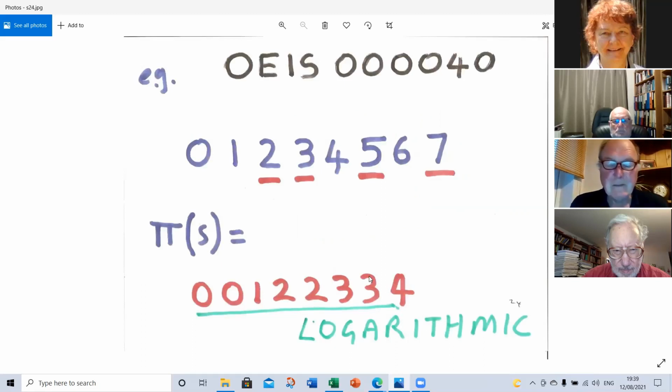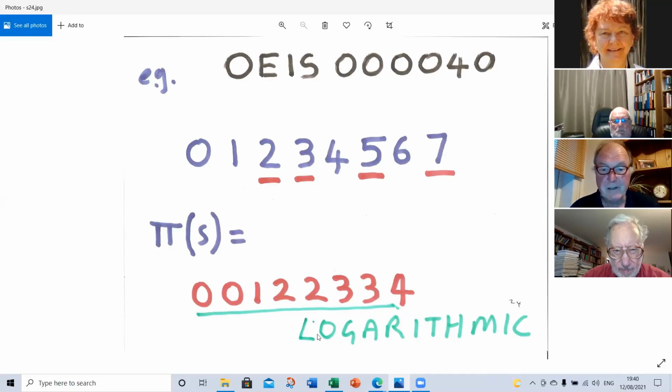I've got a couple of entries now on the Online Encyclopedia of Integer Sequences. The most famous one, I suppose, is A000040, which is the sequence of prime numbers. The pi of S, which is the number of primes less than or equal to S, runs 0, 0, 1, 2, 2, 3, 3, 4, because the number of primes less than or equal to 0 is 0, less than or equal to 1 is 0, less than or equal to 2 is 1, because 2 is prime, less than or equal to 3 is 2, because 2 and 3 are prime, and so on.